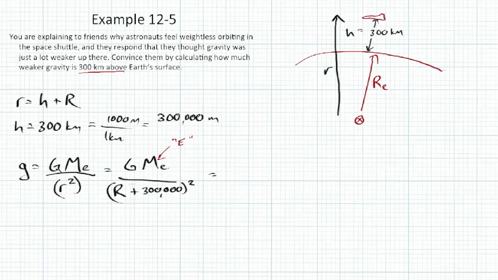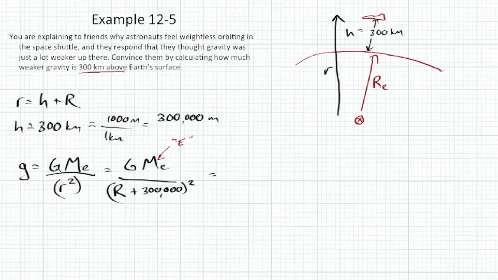Okay, and the reason I'm not writing these numbers out is because we should have these keyed in our calculator. So let's take G times the mass of the Earth, which I think we put in as E, and divide that by the quantity r plus 300,000, and then square it. And that should give us the gravity that there is at that height above the Earth.